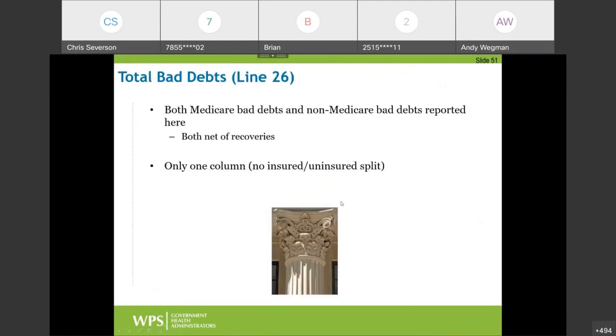So now we'll talk about bad debt expense. I just wanted to stress that some of this stuff is a repeat, but it's Medicare and non-Medicare bad debts. We've already subtracted out the recoveries. Right now, there's no insured or uninsured split, although as we discussed earlier, there hopefully will be in the future to account for that weird cost to charge ratio reduction.